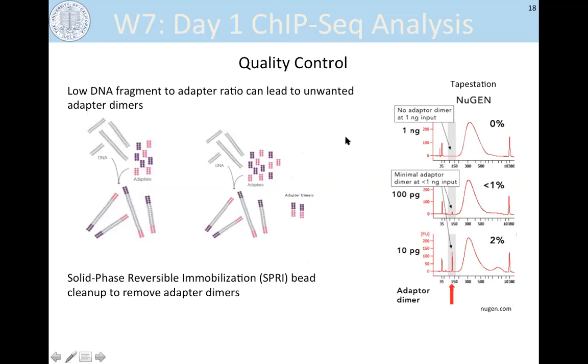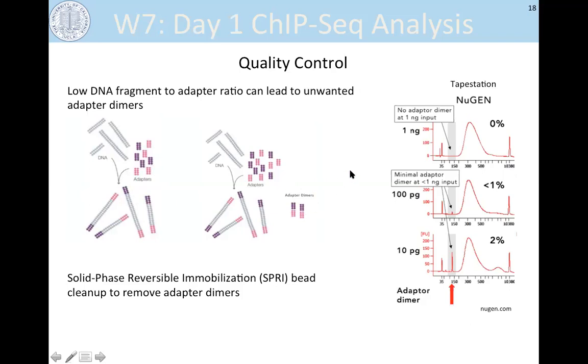So if you have low DNA recovered from your chip, when you do the adapter ligation, you're going to have the incorrect adapter ratio. Normally you want a fragment to adapter ratio that'll allow for all the adapters to be ligated to fragments. When you have a low input into your library construction, you have a higher ratio of adapters, which will lead to a higher percentage of adapter dimers contaminating your libraries.